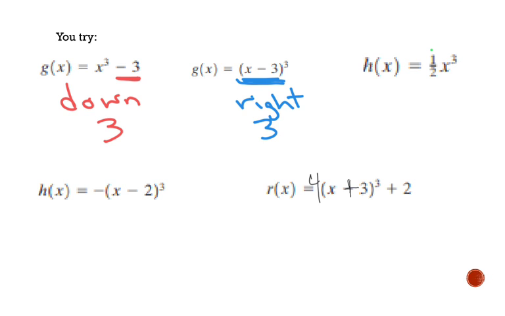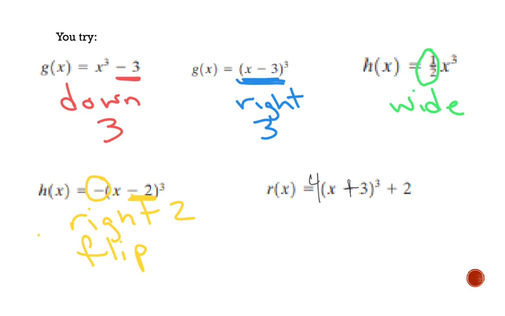h of x equals 1/2 x cubed. So this 1/2 is out in front. So the absolute value of 1/2 is between 0 and 1. So that means it's going to make your graph wide. So the next one we have h of x equals negative times the quantity of x minus 2 cubed. So we're going to start with this minus 2 inside the parentheses. So that's going to move it right 2. It's the opposite when you're inside the parentheses. And then we have this negative out in front. So that's like a negative 1. So that negative is going to flip your graph.